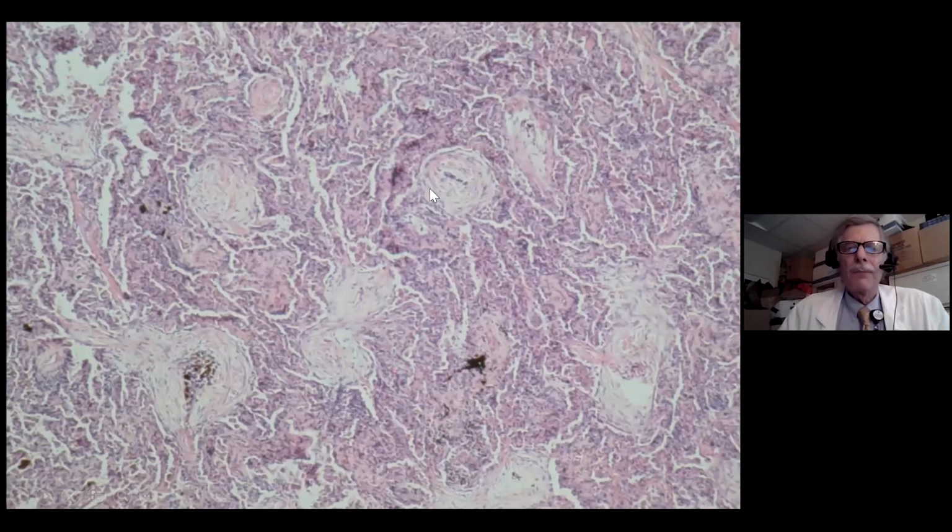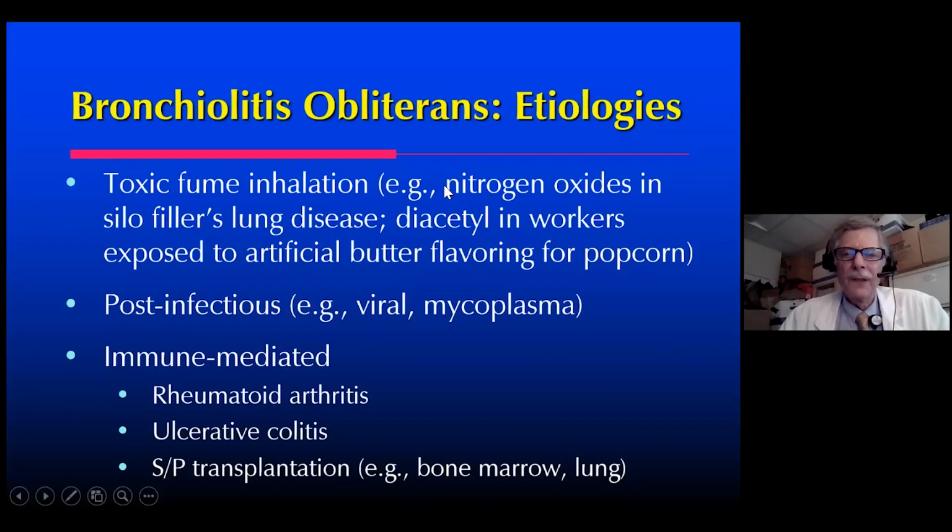So what causes bronchiolitis obliterans? Remember silo filler's lung disease in medical school? The farmer, before they knew it, opening the top of the silo and exposed to these green fumes that had nitrogen oxides that, inhaled, would cause an ARDS picture and small airway inflammation, reflecting where the gases are depositing.